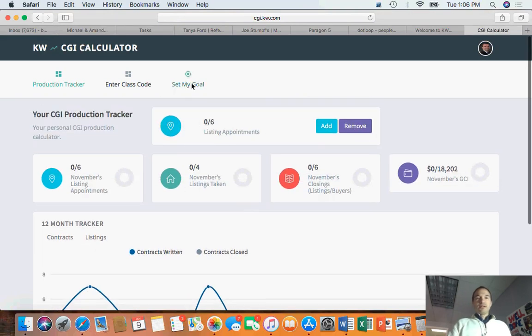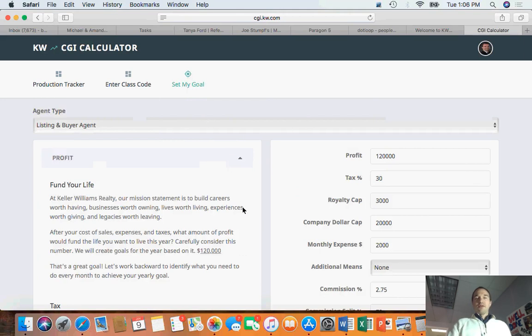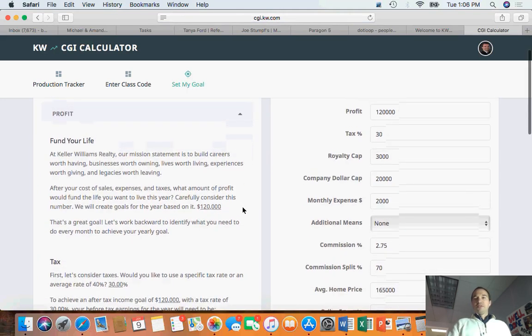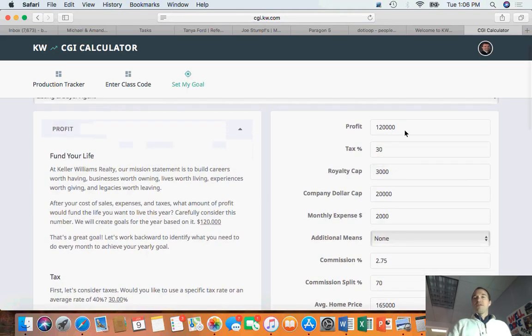Okay, so I'm going to click the Set My Goal tab, and it's pretty simple. It starts off with how much profit do you want to make. Sometimes when we're thinking about business plans, we think in terms of, oh, I want to do a certain number of transactions. And really, all we want to focus on is how much money you're going to have in your pocket after expenses. So for this example, we've got a profit of $120,000.